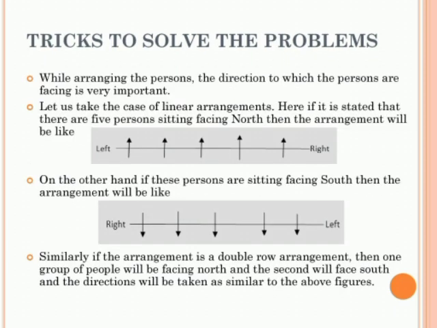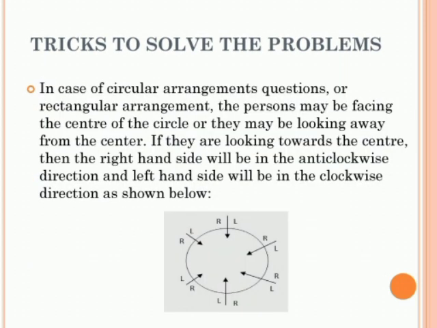Now the tricks to solve the problems. While arranging the persons, the direction to which the persons are facing is very important. Here, as you can see, if they are facing north, then their left and right can be determined as given in the figure, and if they are facing south, then left and right are totally reversed. So arrangement in double row is also similar to the single row arrangement. Here also the left and right is determined according to their facing.